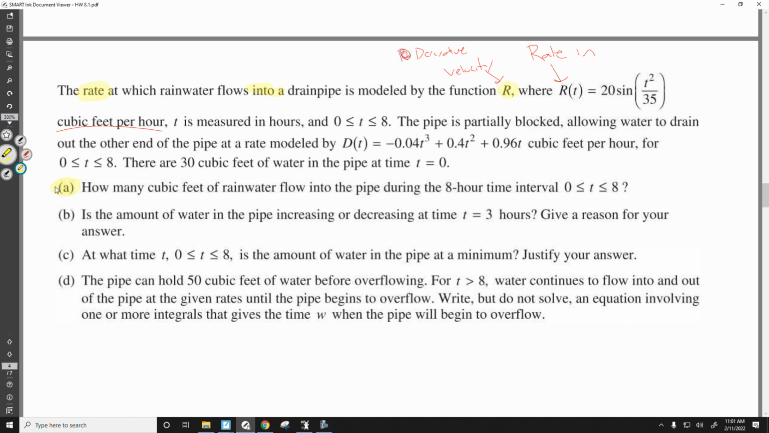Yeah, is that what you got? 76.57. Cool? Because you understand what you have is a derivative. And if you want a total in, which is what this is asking you for, you need to accumulate your rate in.